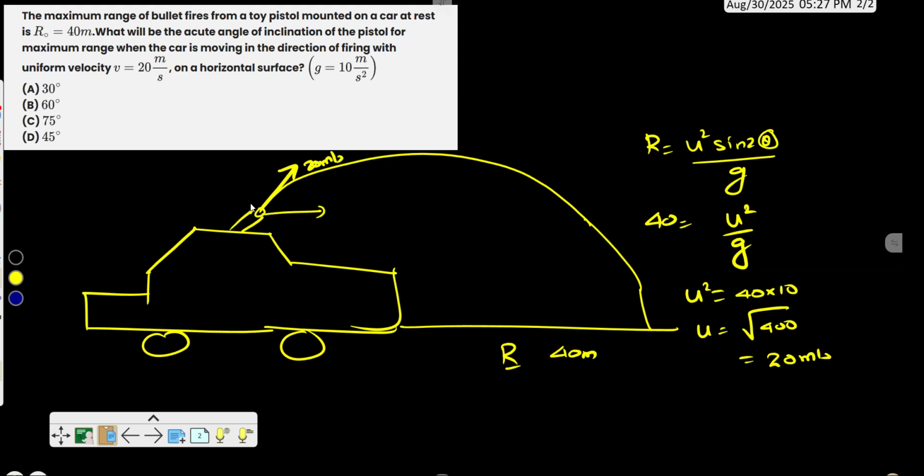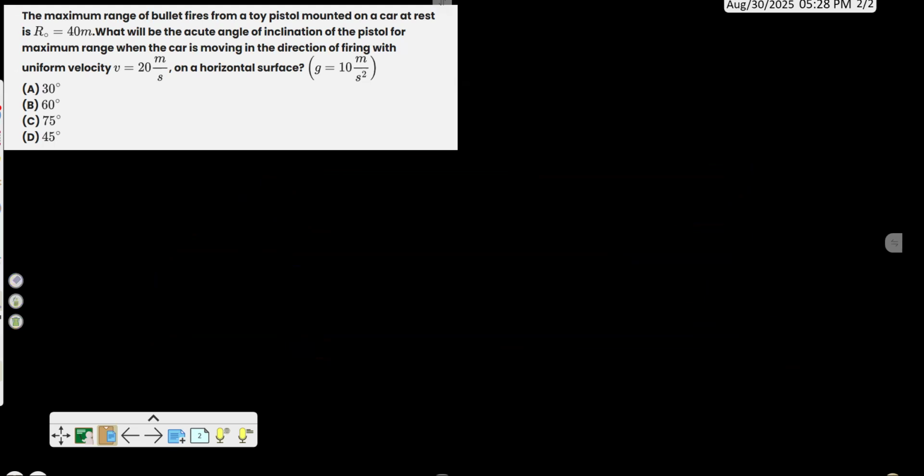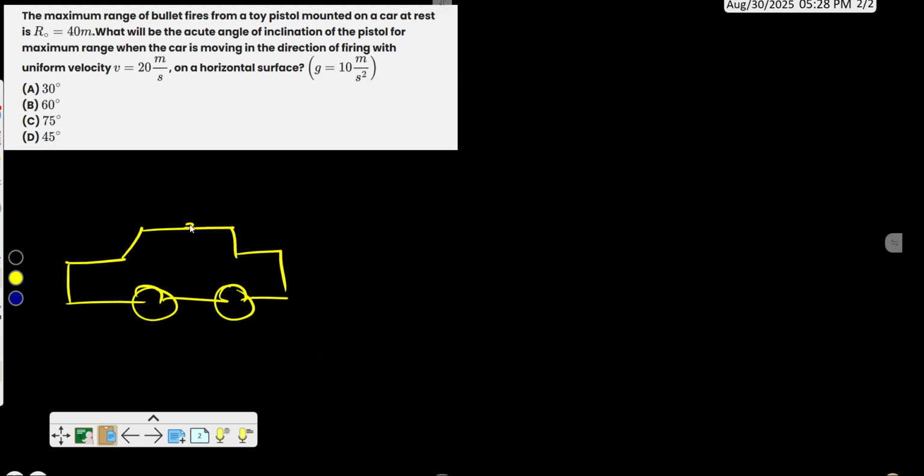This will have two components. One is u cos theta and one is u sin theta. The angle is 45. Okay, from this we have found out the velocity with which it was projected. Now he is asking, the car is moving. Previously the car was stationary. Now the car is moving with 20 meter per second and he has fired the bullet again. Again, the maximum range has been reached.